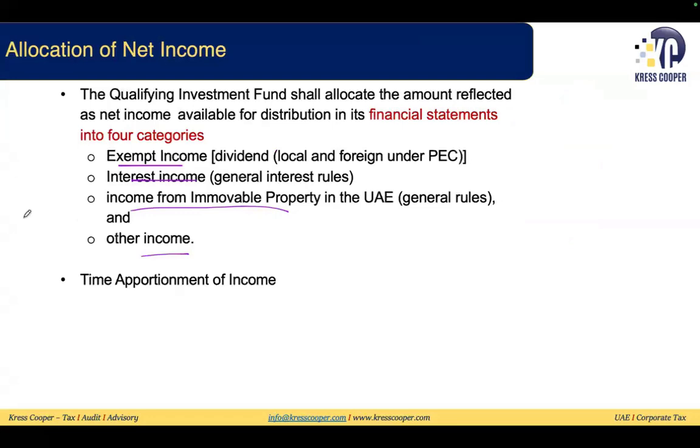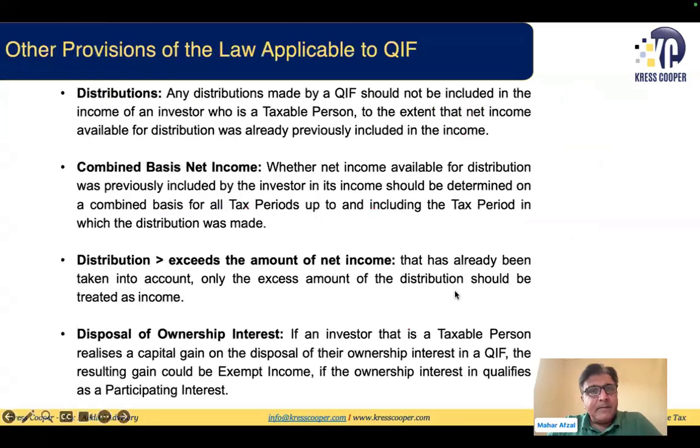Allocation of net income we have already discussed. Now, the other provisions of the law which have been given in the guide. What are those provisions? They said distribution. There should not be dual taxation to the investor if a distribution has been made, and any distribution made by a qualifying investment fund should not be included in income. One income needs to be included and treated one time, not two times.